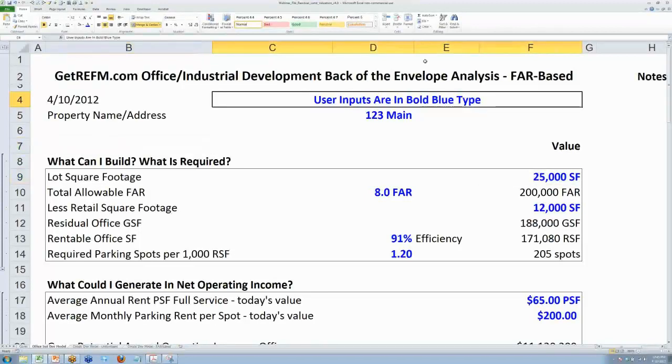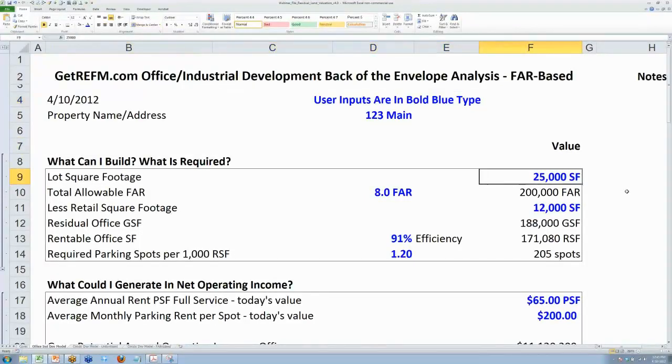And so as we say here, everything that you see in blue is a user input, and these are the values that are intended to be changed by the operator of the Excel sheet. And so let's say we had a 25,000 square foot lot, which is roughly half an acre, and on that lot the government says we can build up to 8 times that lot area, or a building with a gross square footage above grade of 200,000 FAR.